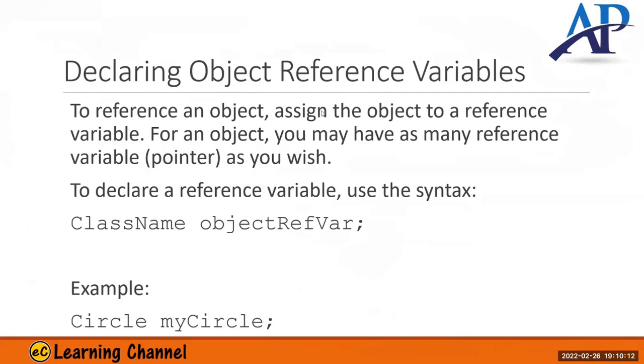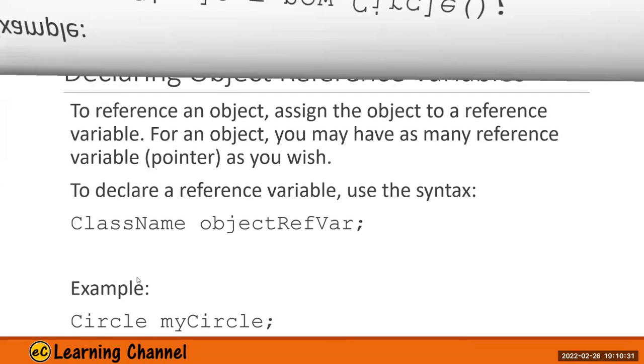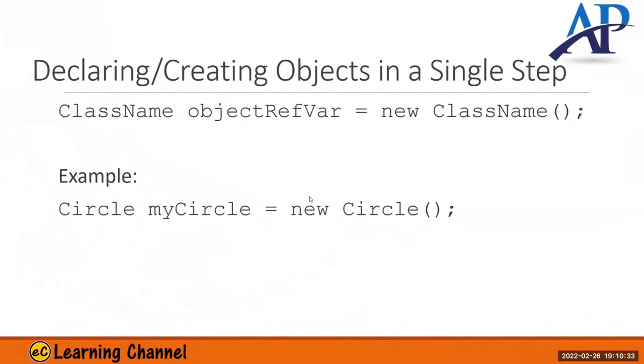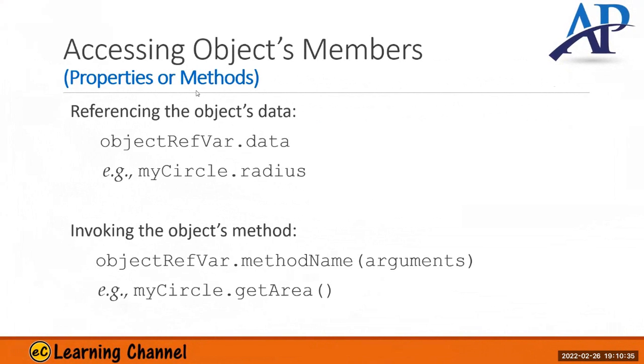And you can declare a reference variable. A reference variable is used to hold the address of an object. For example, Circle myCircle. myCircle is a reference variable. It will be pointing to a certain circle object. And you can access the data field through that variable.